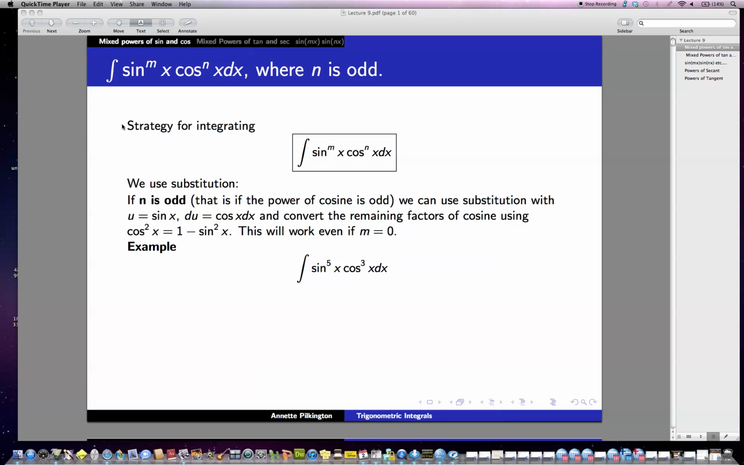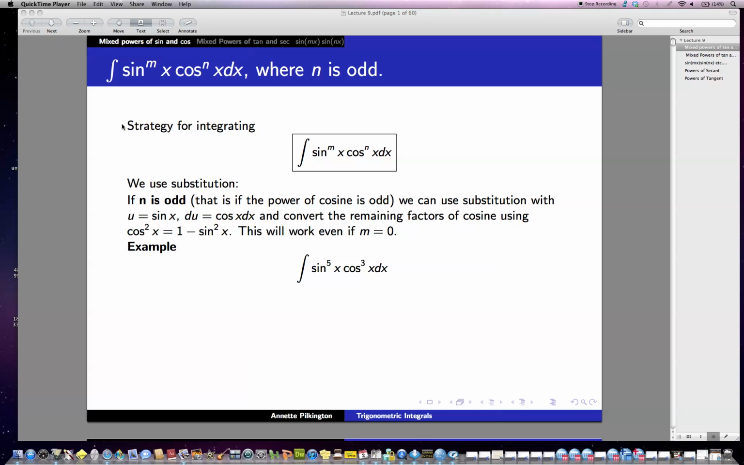Lecture 9 is all about integrating combinations of trigonometric functions. Suppose, for example, I want to integrate sine to the mx times cosine to the nx, where the power of cosine is odd. This looks complicated, but in fact a simple substitution will work.